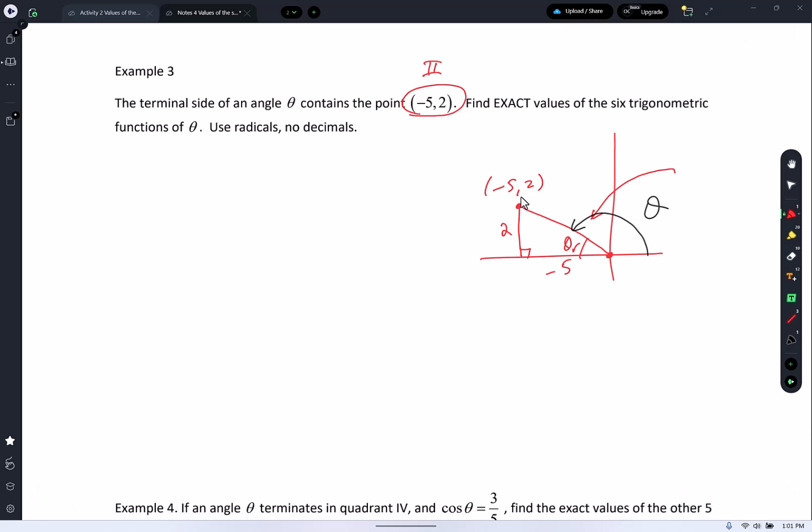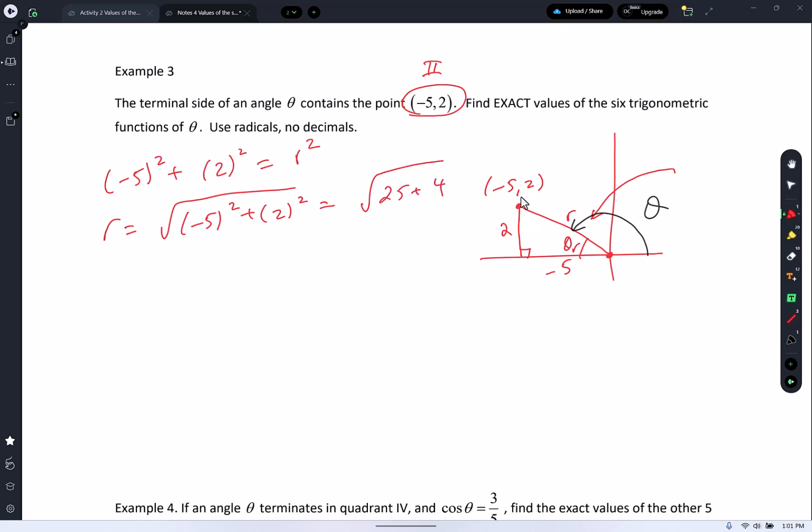I need the hypotenuse. To get the hypotenuse, I'll just do Pythagorean theorem. -5 squared plus 2 squared equals, and what do you want to call that? R? R squared. So to get R, I'm going to take the square root. And if it's not a perfect square root, leave it alone. I don't think this one is. -5 squared is 25. 2 squared is 4. And that's going to be the square root of 29. So I'm going to leave it at square root of 29. The hypotenuse will always be positive. Put that in your notes. Hypotenuse is always positive.